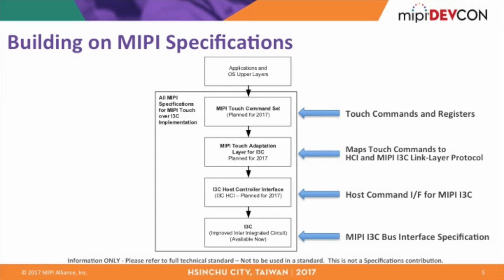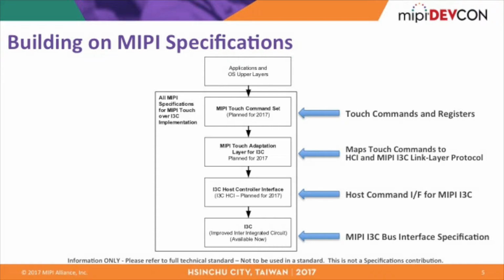Let me talk about the touch standard now. The touch standard comprises 4 different documents. At the very top is the first document, called the MIPI touch command specification. This MIPI touch command set, or MTCS, is a series of high-level commands that I'll show you later in the presentation, that are good for different link layers and physical layers.